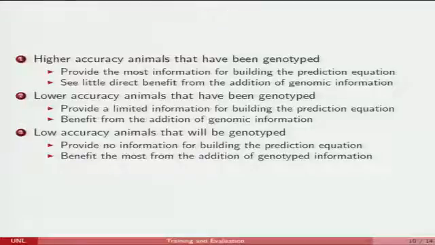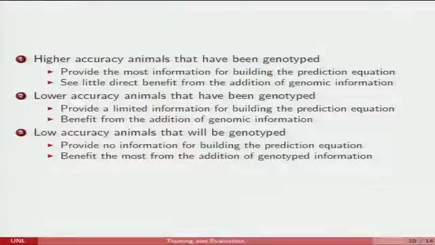What do these provide? Okay? So for the higher accuracy animals that have been genotyped, they're very valuable. They provide the most information for building my prediction equation. Okay? Might not be, if they're too far separated, they might be providing a lot of information, but not the information I want, but that's a separate story. So they're providing the most information. So I'm in the training step. I want animals like this.